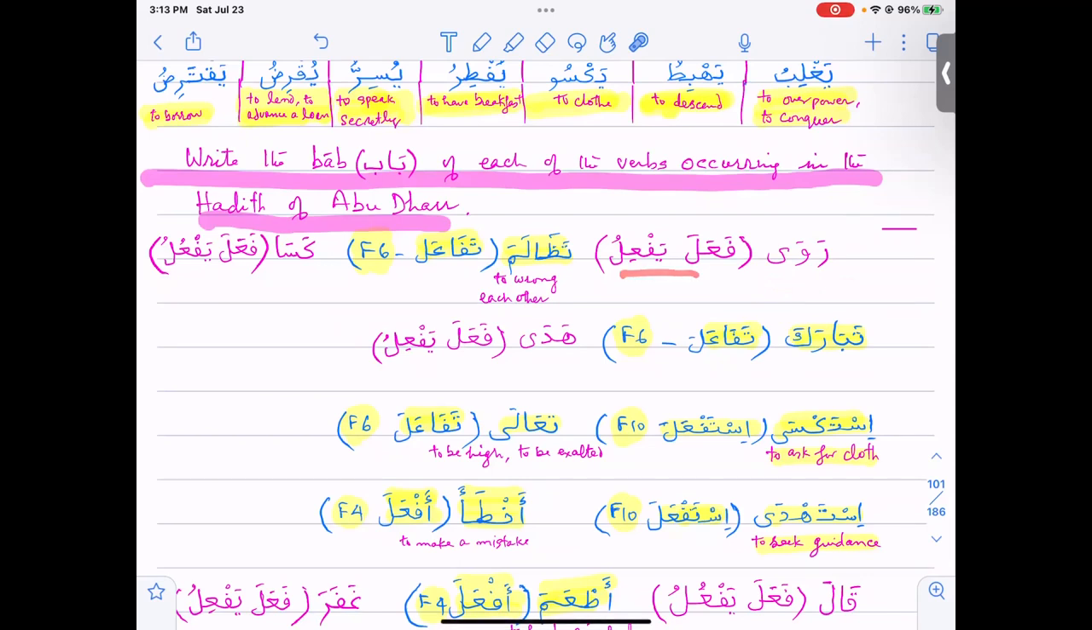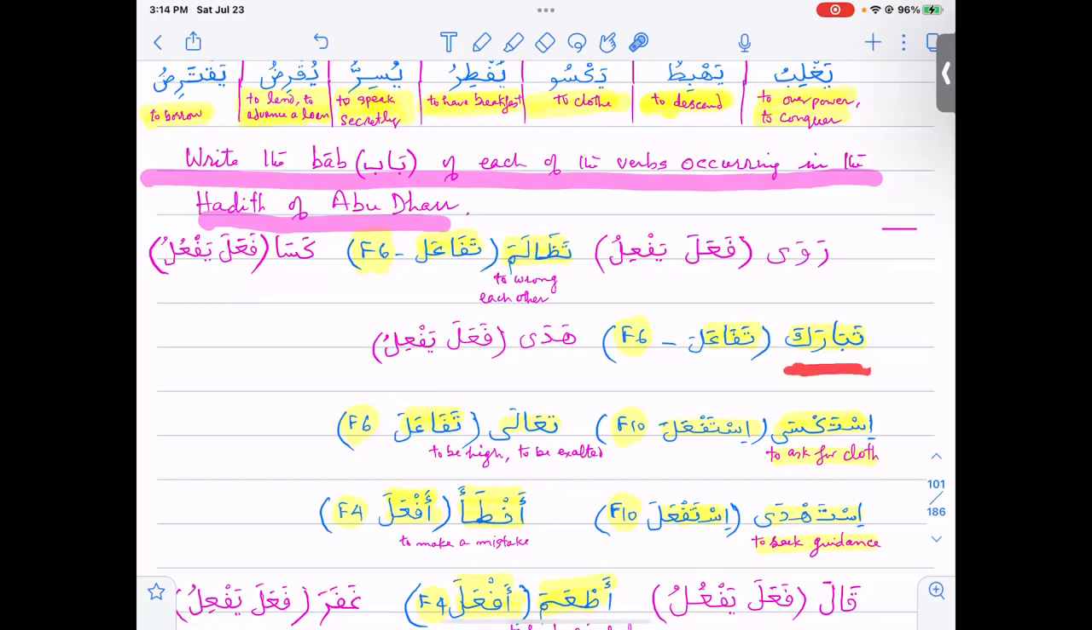Fa'ala yaf'ilu, rava yarvi. This is the root form, form one. Tazalama, this is tafa'ala, form 6. Tazalama, to wrong each other. Form 6 is interaction between people, to wrong each other. Kasa yaksu, to put on cloth. So kasa, fa'ala yaf'alu, this is our fi'al wawi, yaksu fi'al wawi, like that.